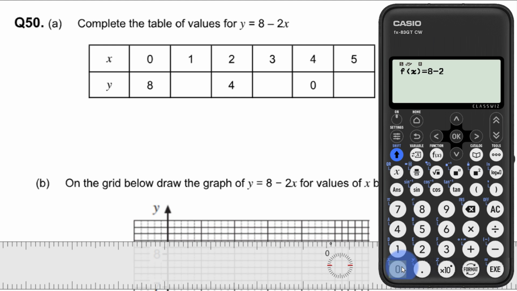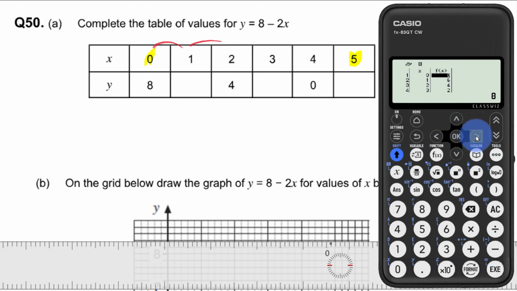Next thing I'm going to do is put in the range of possible values again. So again into option, and then I'm going to put the lowest value on my table, which is a 0, as my starting value, and I'm going to put my end value as the last value up here. These numbers are going up in 1, so my step is 1. When I type those in and press equals, all of the table of values is generated.